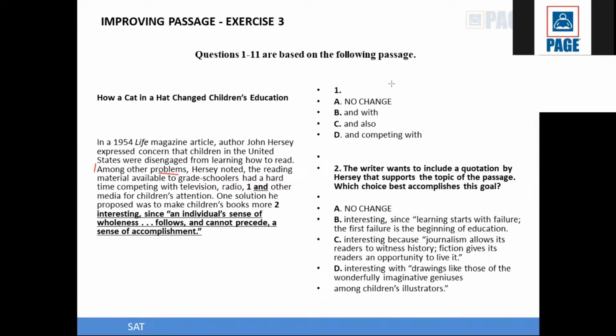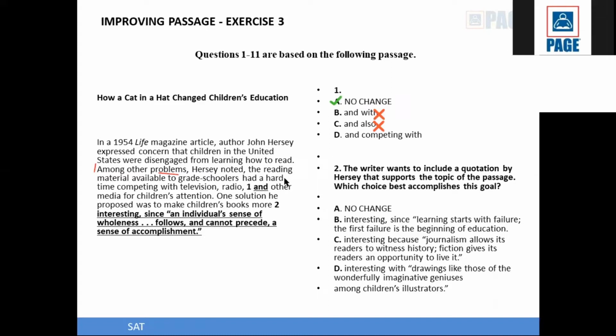Two silly choices we can eliminate. We have and with and also, both have the same meaning, and you cannot go with two answers. You have to go with only one answer. So it cannot be and with and also, because and with and also mean the same. So our answer should be A or D. Then it would be easy. And competing is already given before the comma. If it is written again, it is a repetition. So our answer should be A. That is, there is no change. You can have it as it is.